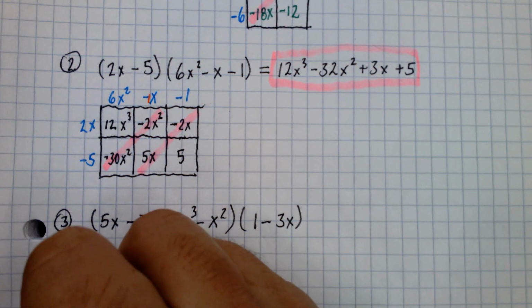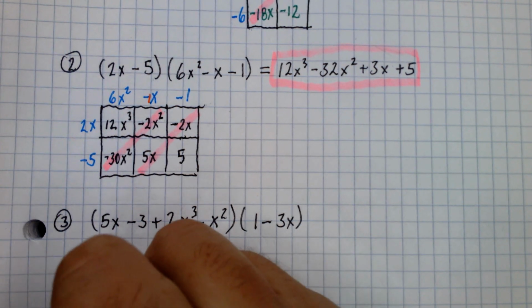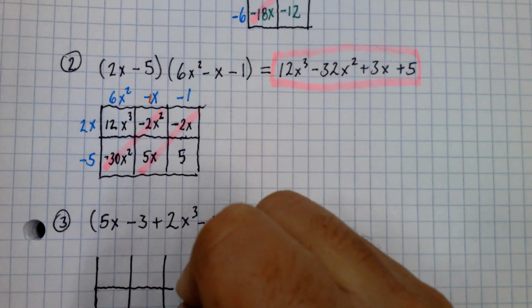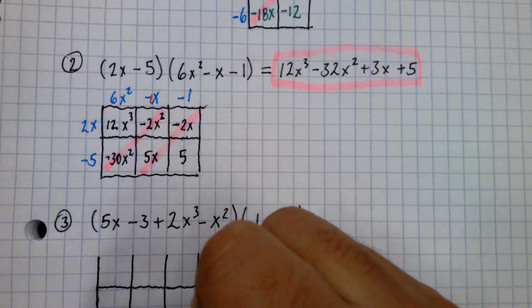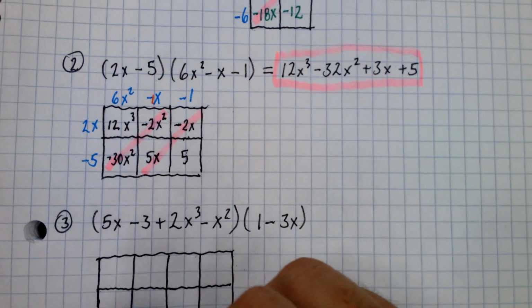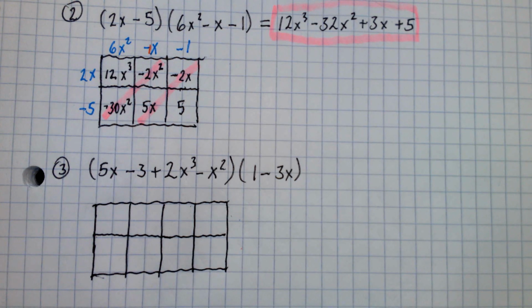Let's see. We're going to want 2 rows, and then 1, 2, 3, 4 columns. So you want it to look like this. Any questions? Okay. 1, 2, 3, 4 for these 4. 1, 2 for these 2.